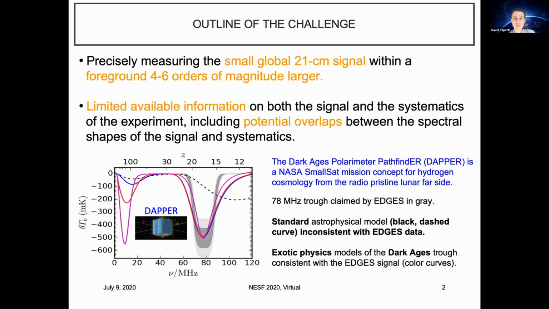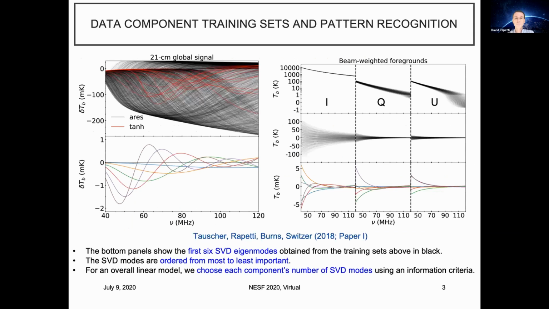So in order to do that, we designed a new pipeline to face these challenges that consists of developing training sets and using pattern recognition tools on these training sets. We developed training sets for each of the components, for the signal and for the systematics. We can see here the two types of training sets I'm going to be focusing on for this talk, which are for the signal and for the beam-weighted foreground. On the left, we have the signal, for example, a bunch of lines here generated by the ARES code, the physical code to generate these kinds of signals.